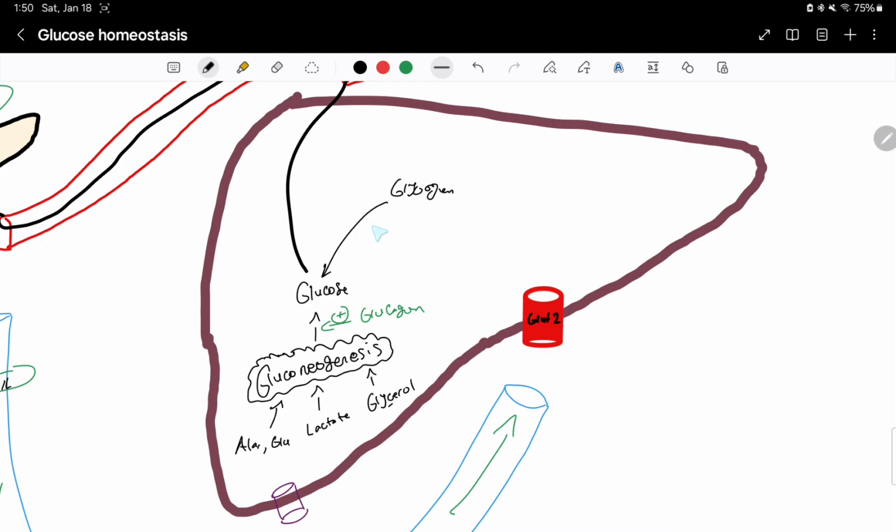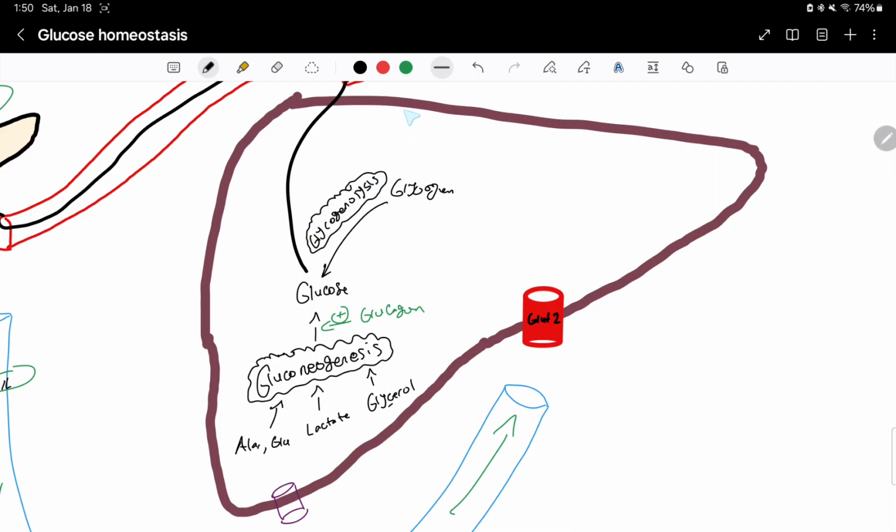You know what's the process of breaking down glycogen into glucose? That's actually called glycogenolysis. So glycogen, okay, because I'm taking that glycogen. Lysis means to break. So glycogenolysis, okay? I'm breaking down glycogen. Cool.